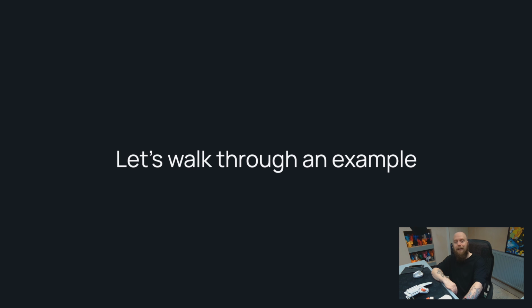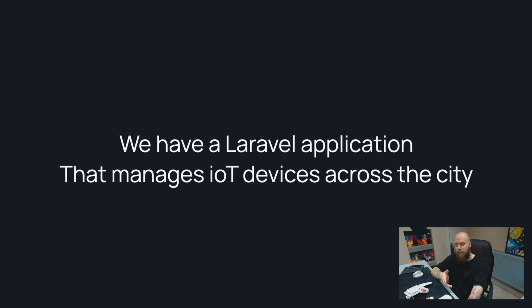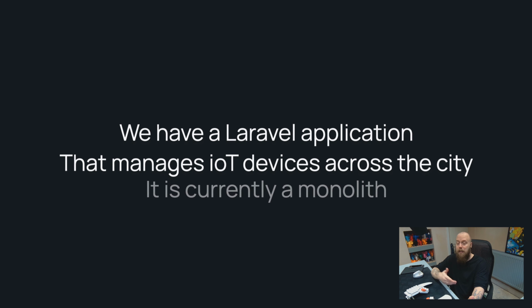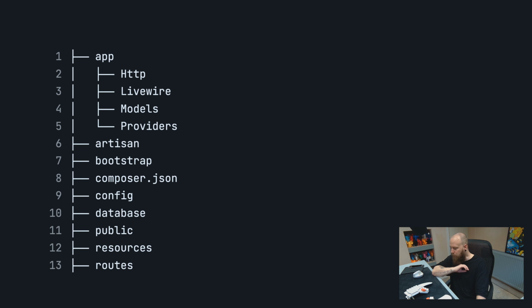So we're going to walk through an example. We've got a Laravel application and it manages IoT devices across the city and it's currently a monolith. Somewhat normal, somewhat expected, exciting. So let's walk through this monolith now and understand how it works and how it's all put together. All of our logic is in that app namespace. Very normal for a Laravel application. It's always in the app namespace, right?